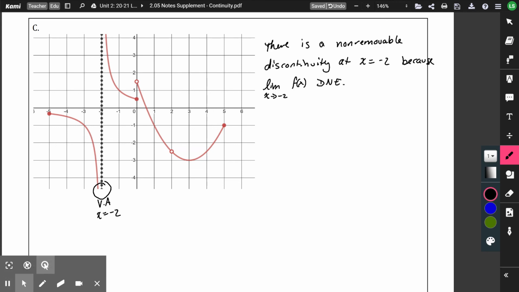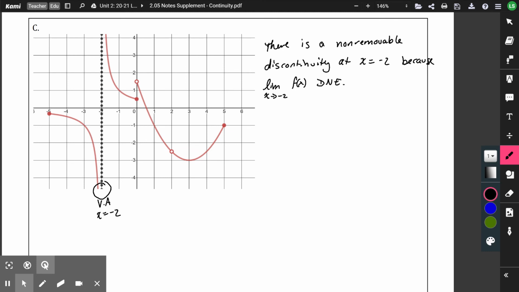So we have a non-removable discontinuity at x equals -2 because the limit as x approaches -2 of f of x does not exist. So remember, we're not saying that it's because there's a vertical asymptote there. We're using the definition of continuity as our explanation for why this is discontinuous.